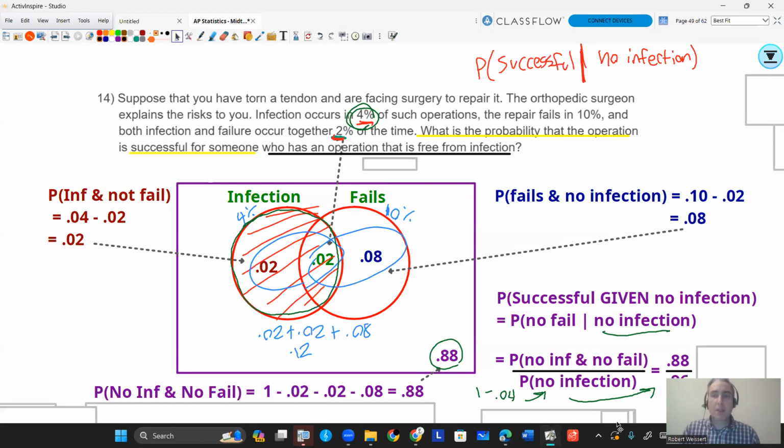So this probability wants you to calculate 0.88, 88%, divided by 0.96. So he wants to add that 0.08 and the 88% on the denominator, and that'll give you 0.96. Divide those out and get a decimal, and you get 0.917. So the probability that the operation is successful for someone who has an operation that is free from infection is about 91.7%.